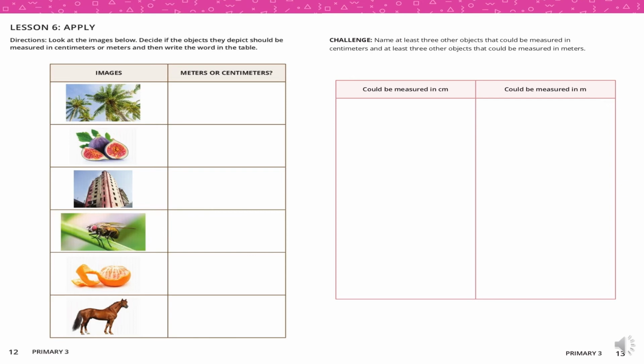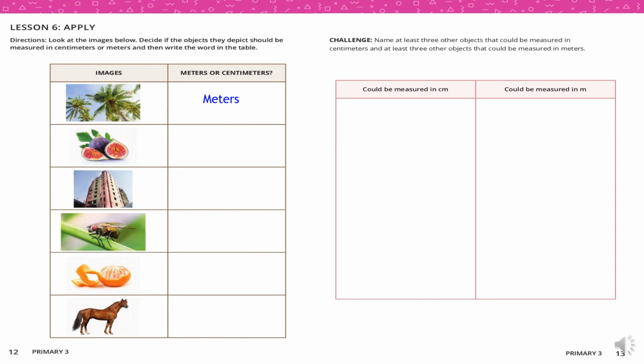Now let's apply. Our lesson 6 is applying four measurements. We have here some images and we will decide whether we can use meter or centimeter to measure it. Don't forget, meter is the unit used for long items and centimeter is used for short items. We have some trees here. We will measure them using meter, sure.